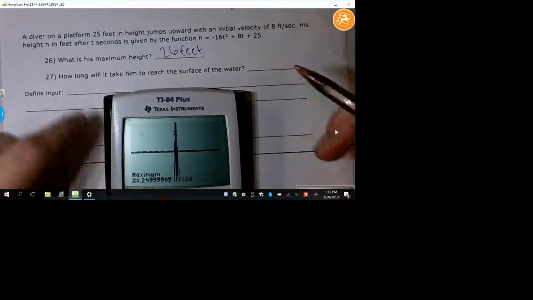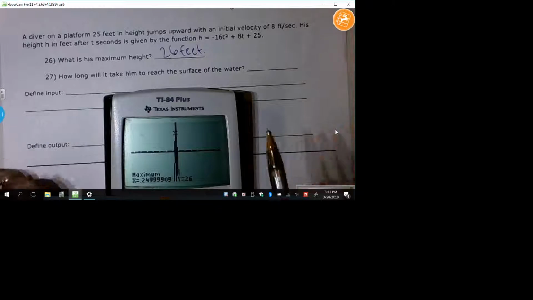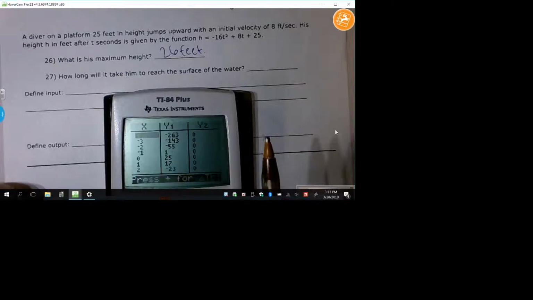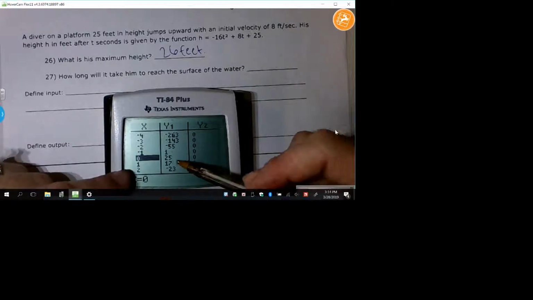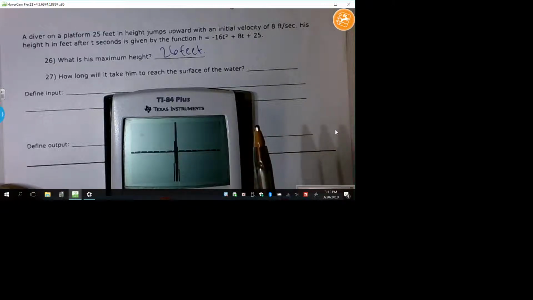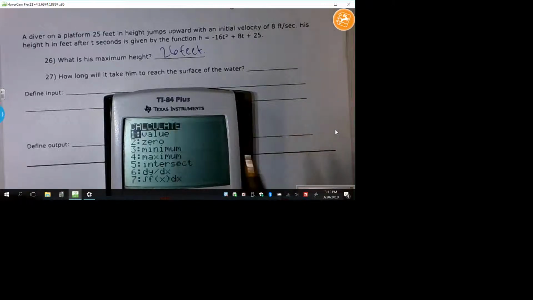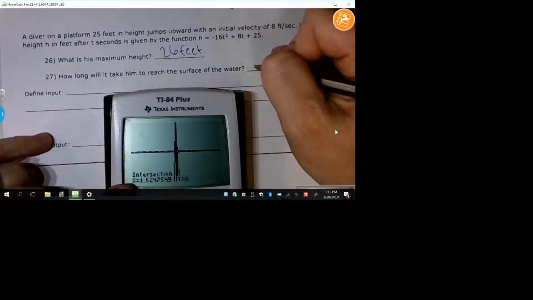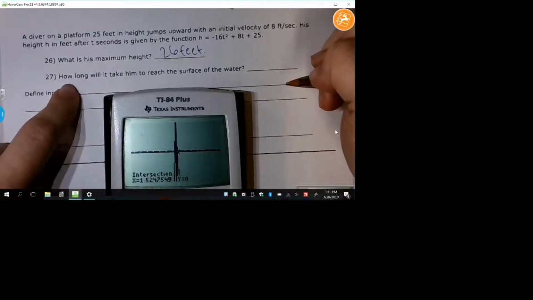How long will it take him to reach the surface of the water? That's going to be at a height of 0. We can find the exact, but if you look here, we know it's going to be between 1 and 2 seconds. If you write between 1 and 2 seconds, that's fine. I'm going to show you how to find the exact. Enter, enter, enter. So it's going to be about 1.5 seconds.